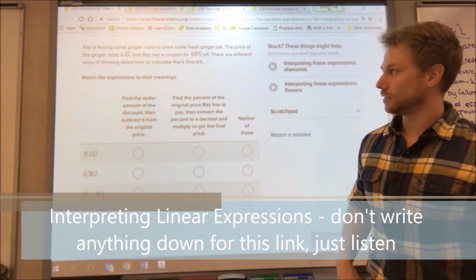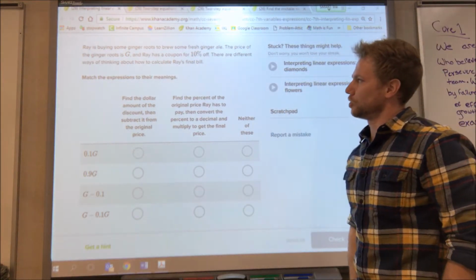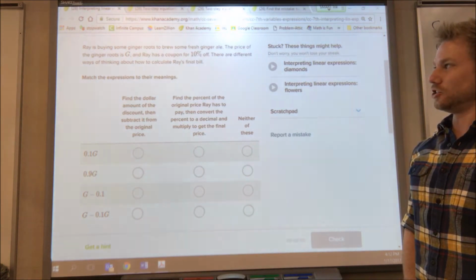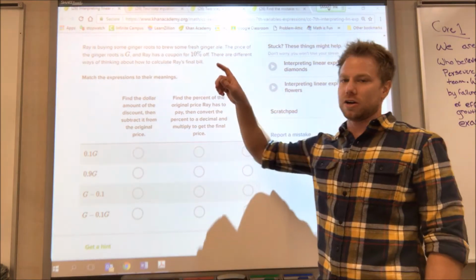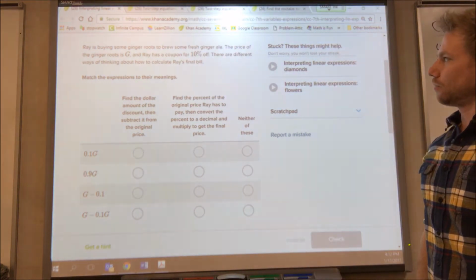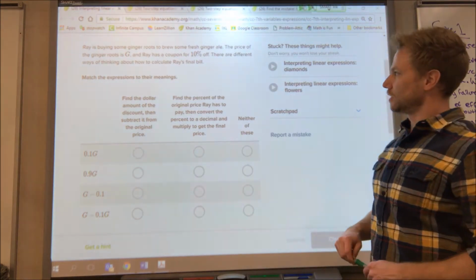We have some practice links to work on here. This first one says Ray is buying some ginger roots to brew some fresh ginger ale. The price of the ginger roots is G, so that would be our original price is G. And Ray has a coupon for 10% off. Okay, so we're talking about a discount here of 10%.